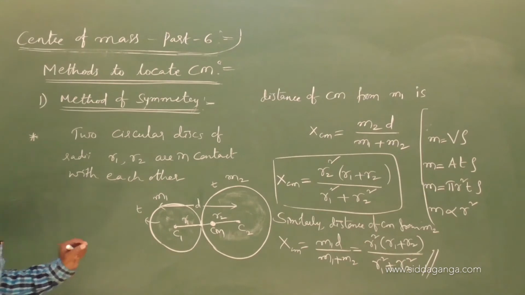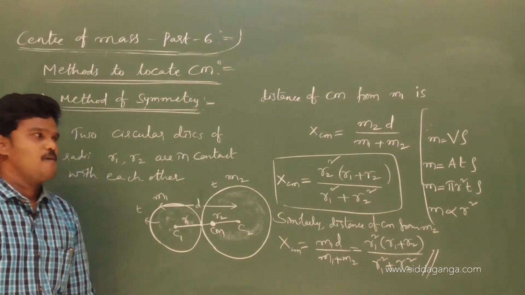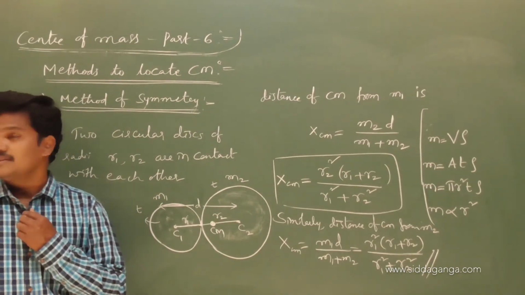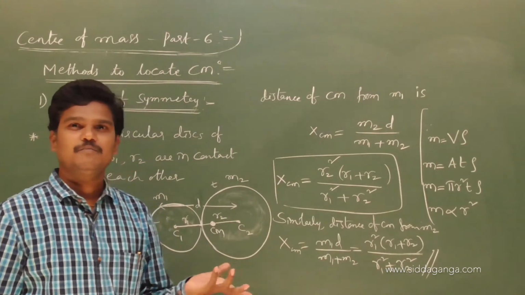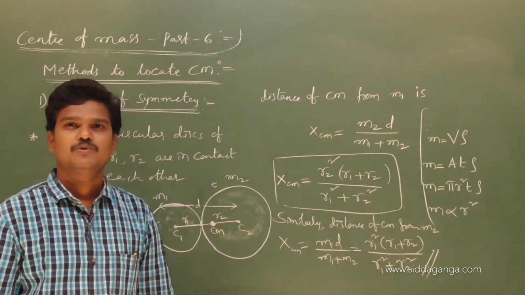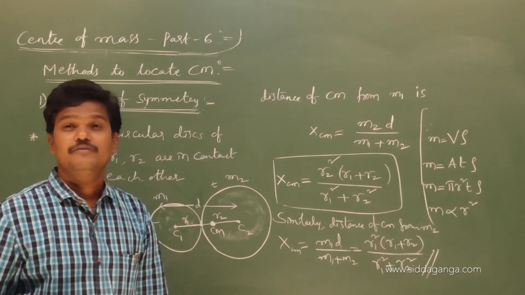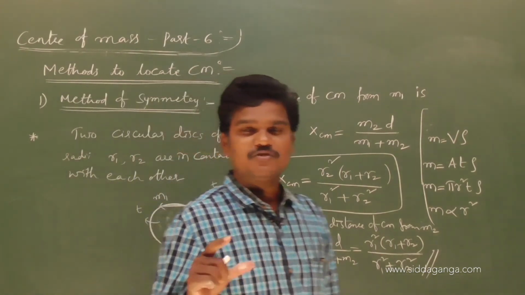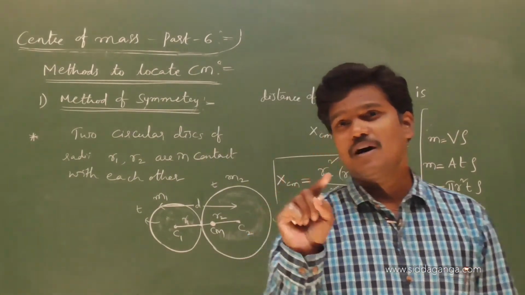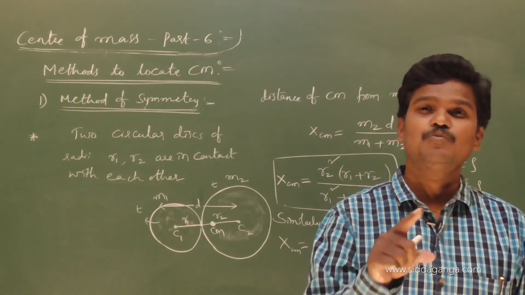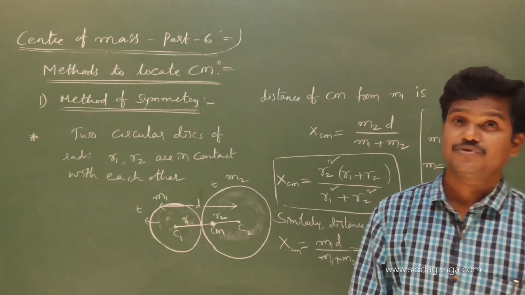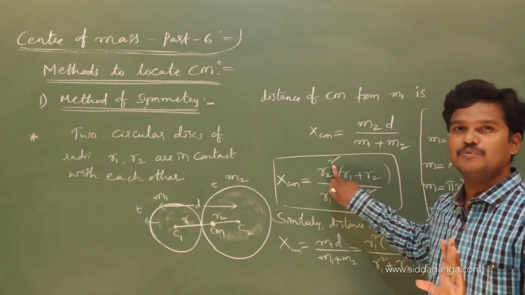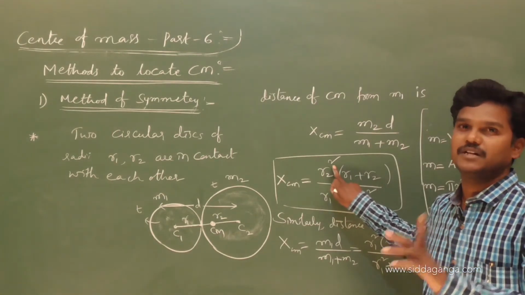So this is for a circular disc. If they give a sphere, for a sphere the mass is proportional to volume into density. In volume we can use 4 by 3 pi r cube. So the volume of the sphere is nothing but 4 by 3 pi r cube, so mass is proportional to the cube of the radius. So in place of square, just use cube if they give a sphere.